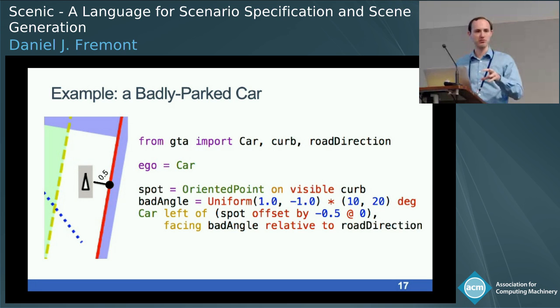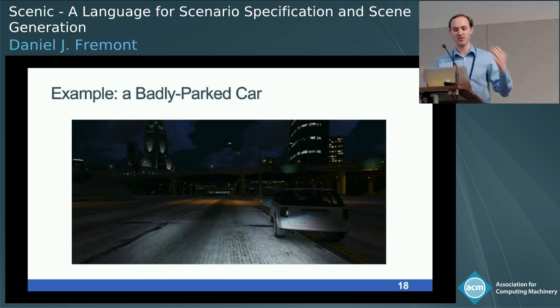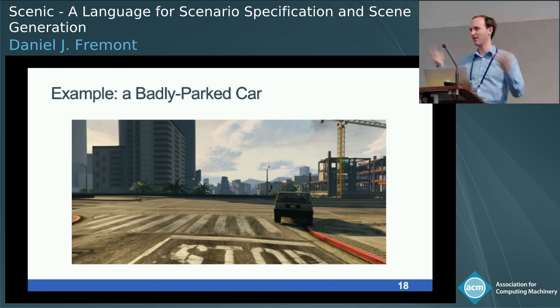So if we sample from this program, we get scenes, which we can then import into the simulator to get images. And this is the kind of thing you get. So indeed, there's a car by the side of the road, but at a funny angle. But we left a lot of things unspecified, like the distance to the car, the time of day, and so forth. So we get quite a diversity of scenes that still match this high-level idea of a badly parked car.